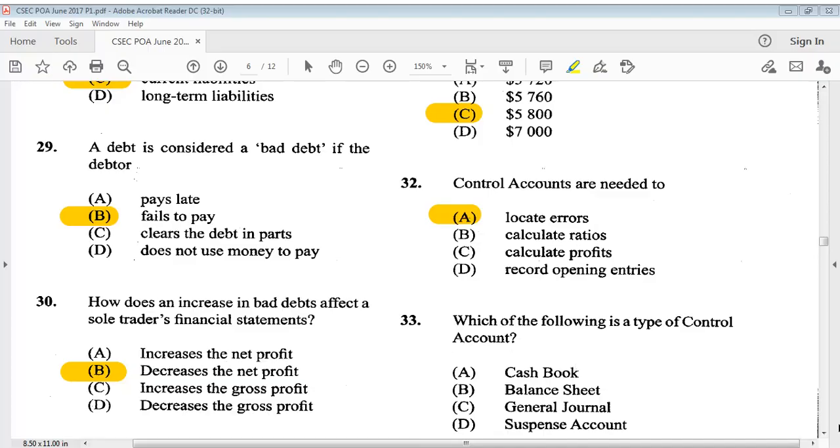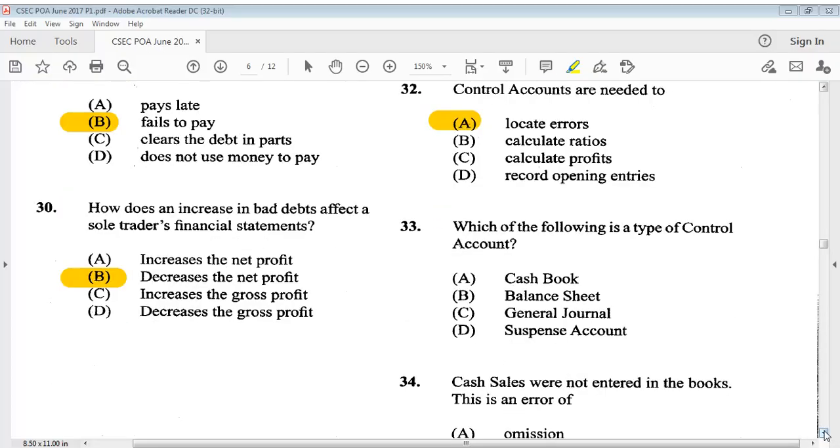33 says, which of the following is a type of control account? A, cash book, B, balance sheet, C, general journal, or D, suspense account? The answer is D, suspense account. So D would be your answer.